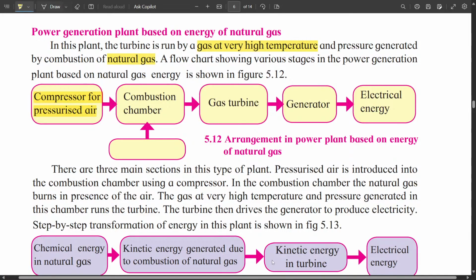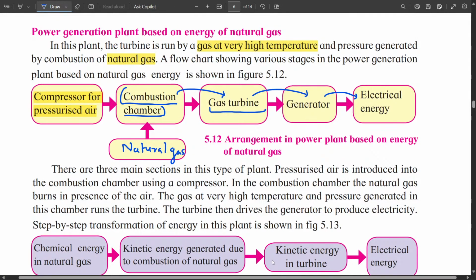So this unit will take in the air and it will apply the pressure on the air. Then there is another inlet which will provide the natural gas. So in the combustion chamber we have the mixture of natural gas and compressed air. Then we have a gas turbine. The kinetic energy which is generated in the combustion chamber is fed to the gas turbine, and then the turbine is rotated, which in turn rotates the generator and the electrical energy is generated.